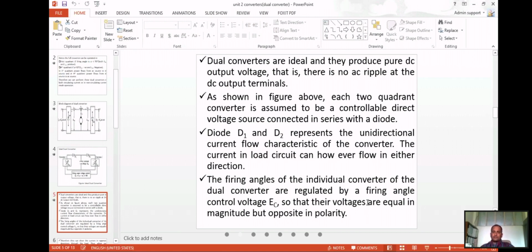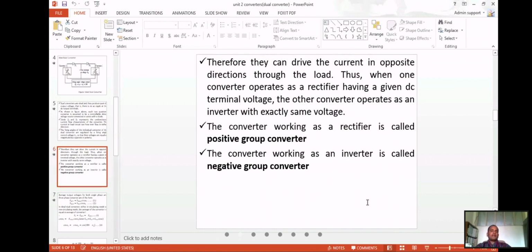The firing angle will depend on this, so that the voltages are equal in magnitude but opposite in polarity. So that the output voltage, when you draw a waveform, should have the same magnitude, but it can be opposite in polarity. So they can drive the current in opposite directions through the load. When one converter operates as a rectifier, the other converter will operate as an inverter. So it means that one will flow from AC to DC and the other from DC to AC.